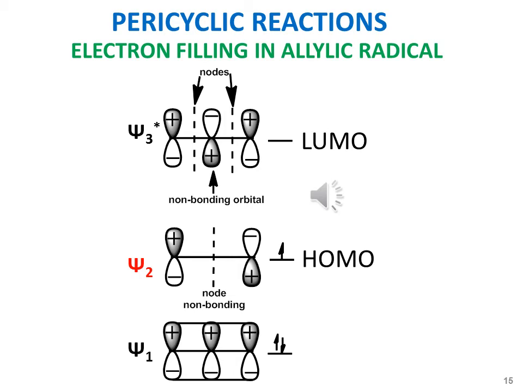If you compare the HOMO-LUMO energy orbitals of the carbocation and the allylic radical, then for the allylic carbocation, the ground state energy level, that is psi1, is the HOMO, whereas psi2 is the LUMO. For the allylic radical, which has an extra or unpaired electron, the highest occupied molecular orbital is psi2, whereas the lowest unoccupied molecular orbital is psi3 star. So as the number of electrons changes, the HOMO-LUMO energy levels of a molecule also change.